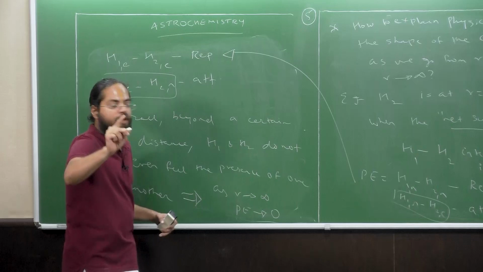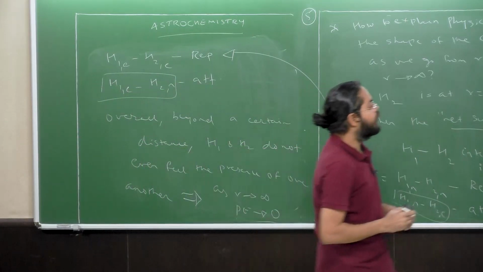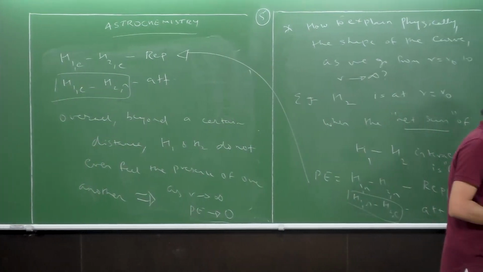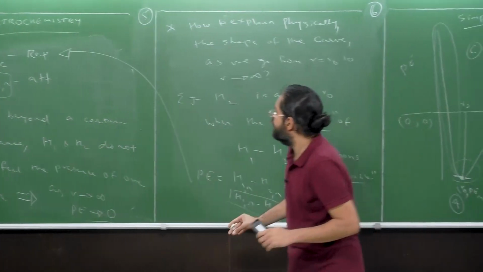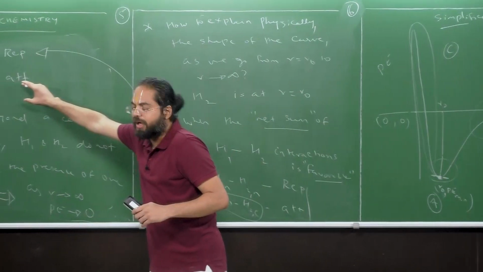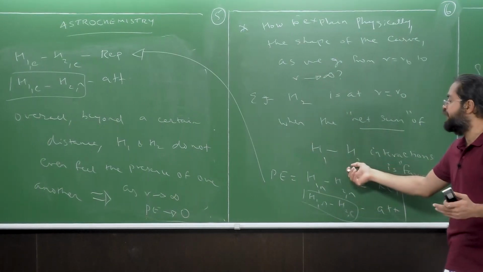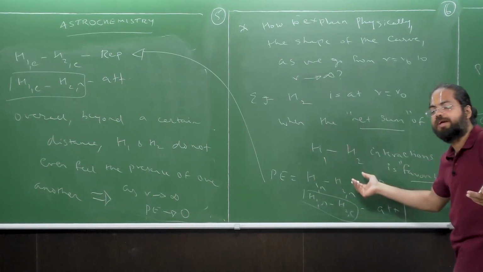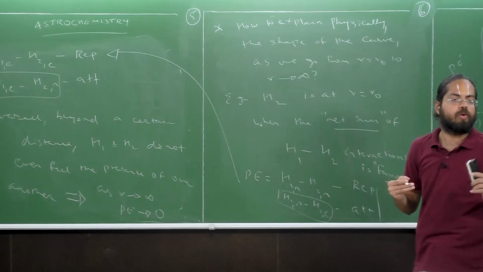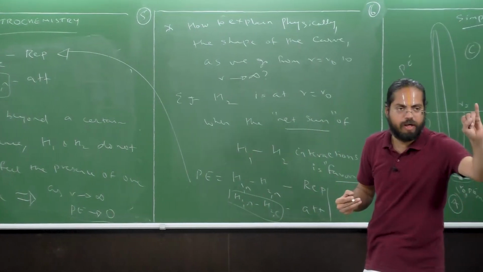So what did we see so far? We've understood why there is a minimum. The minimum actually exists because of a net favorable attractive force between the various nuclei. I illustrated it using the example of H1 and H2, because that's the simplest case. You can choose any other diatomic also for your purpose. This is point number one.